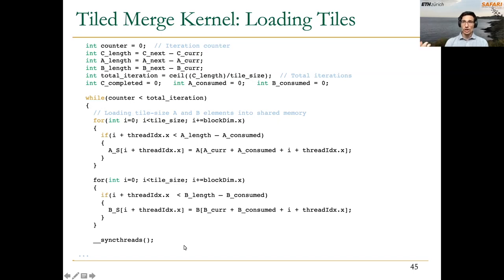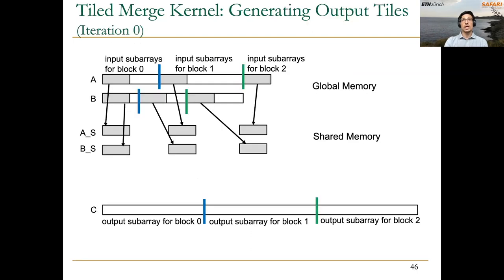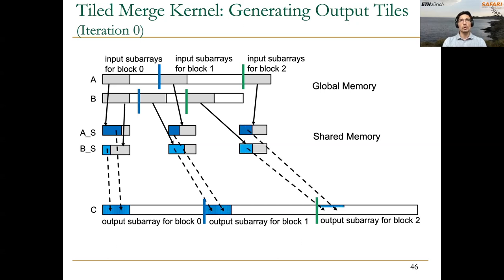After that, we start generating the output tile based on the values that we already have in shared memory coming from lists A and B. So, for example, in the case of block zero, threads are going to consume all this range of elements here from the tile AS, these ones from the tile BS, and write them to the output. This is for block one, and this is for block two.